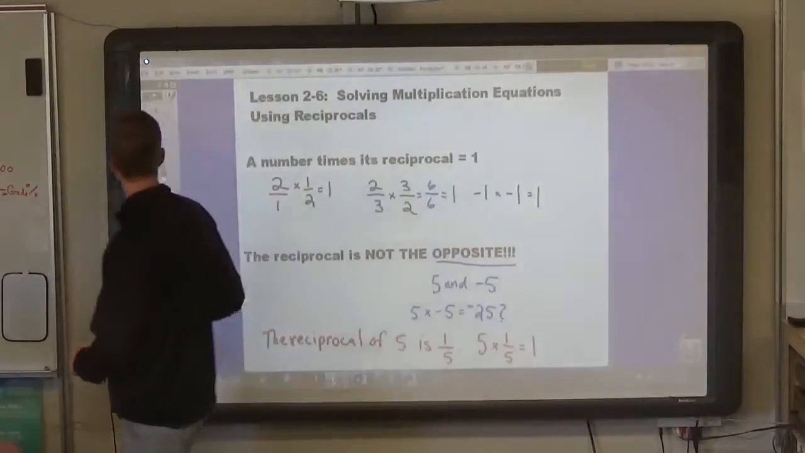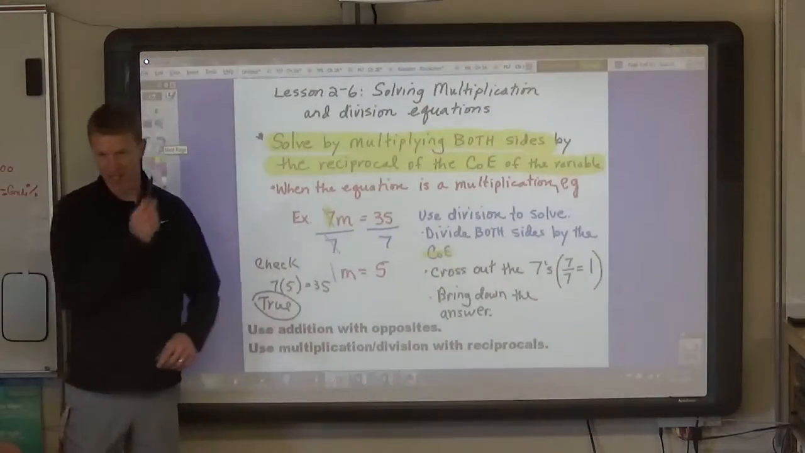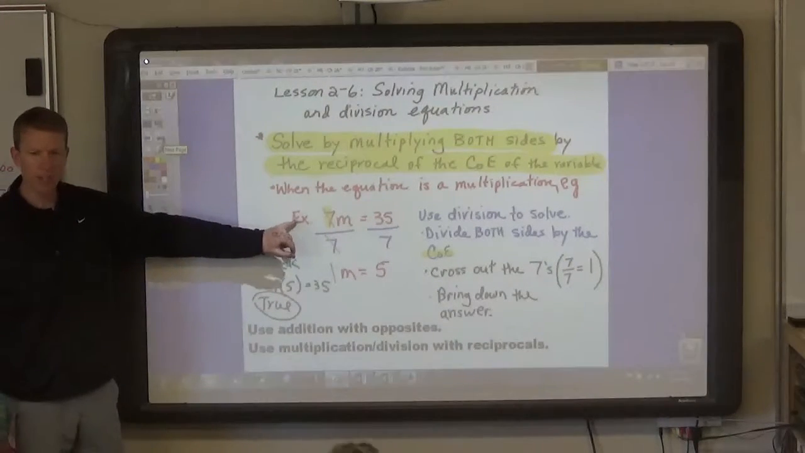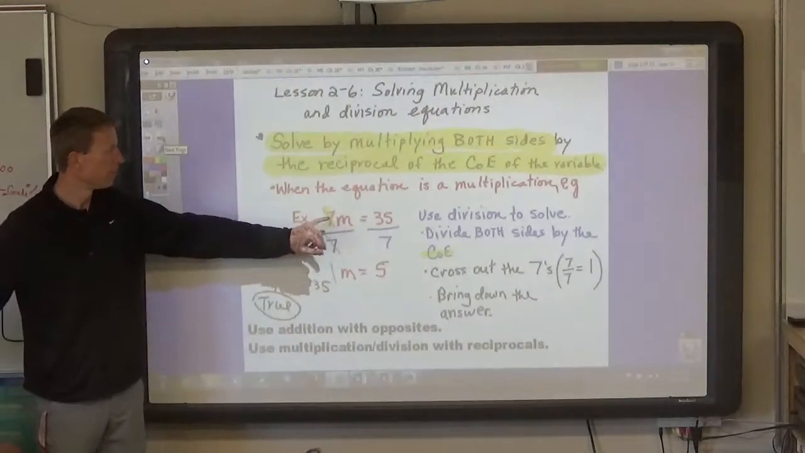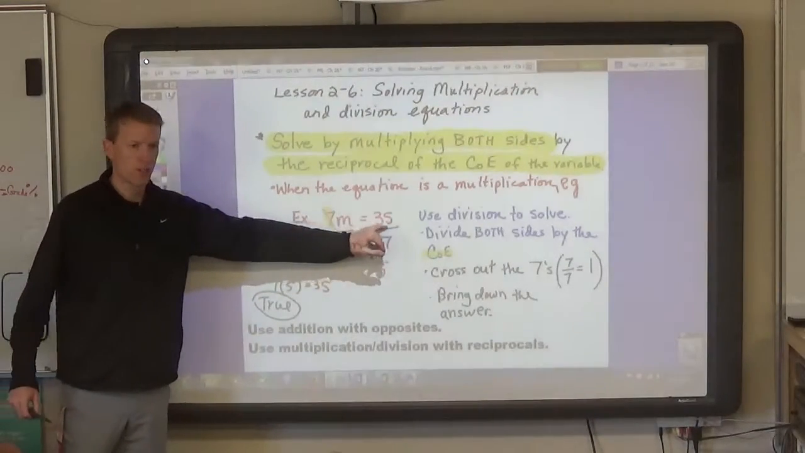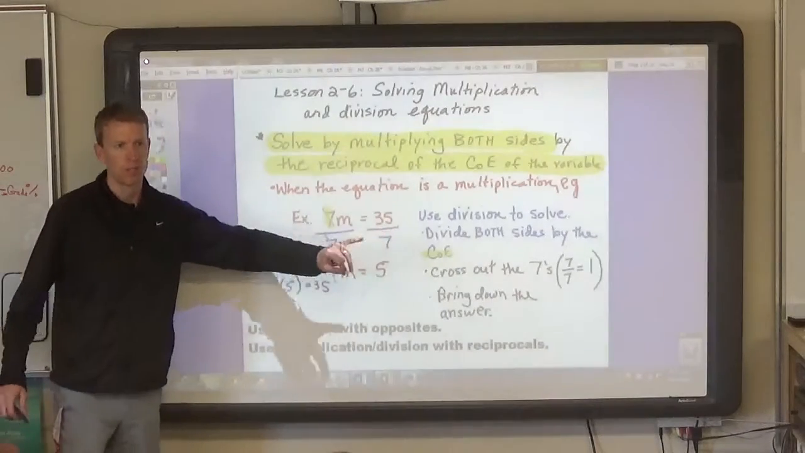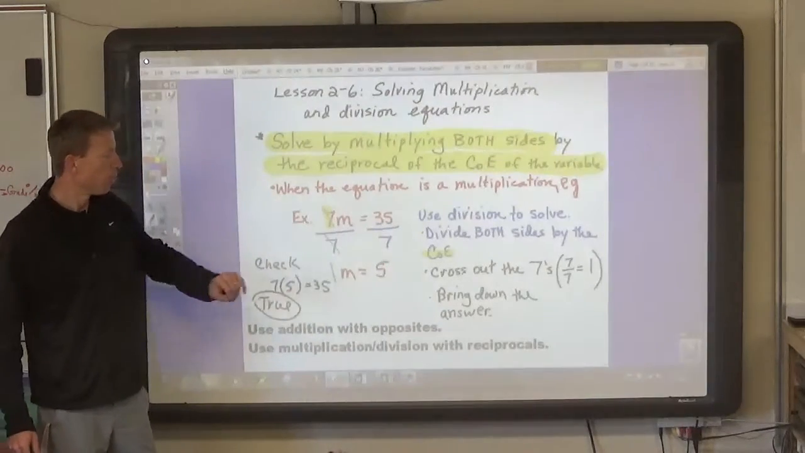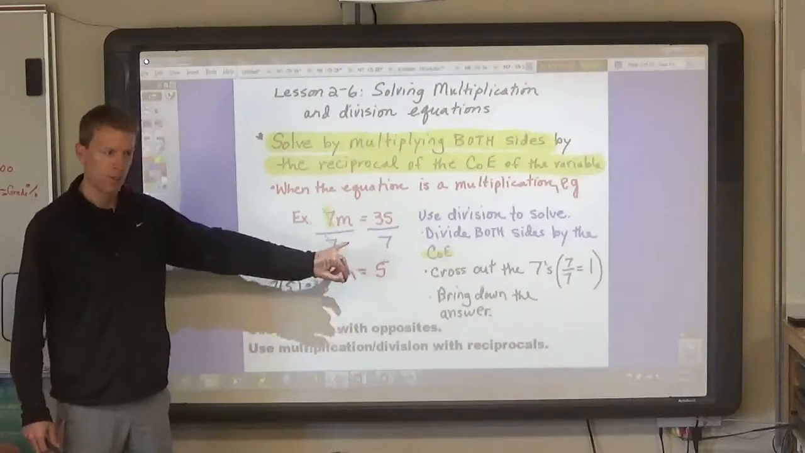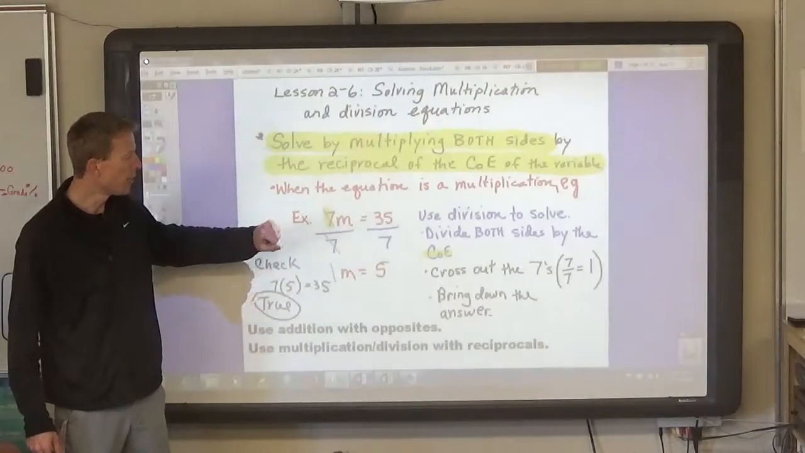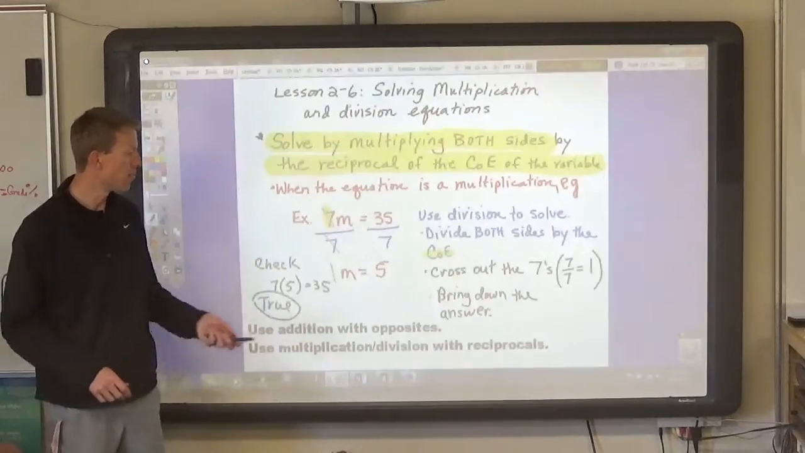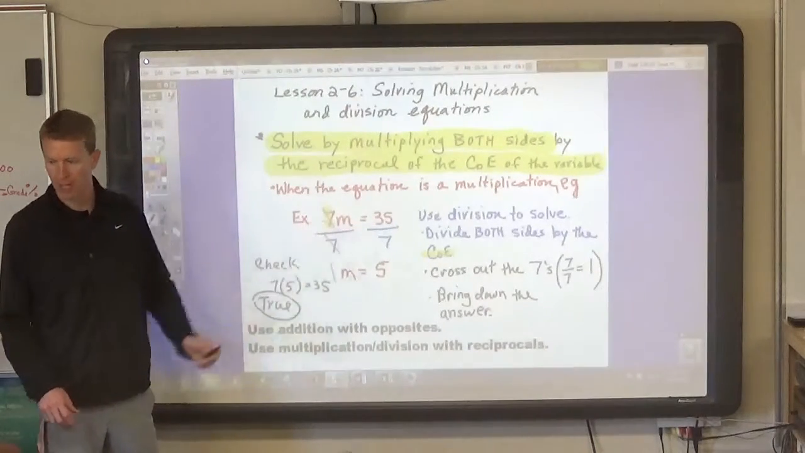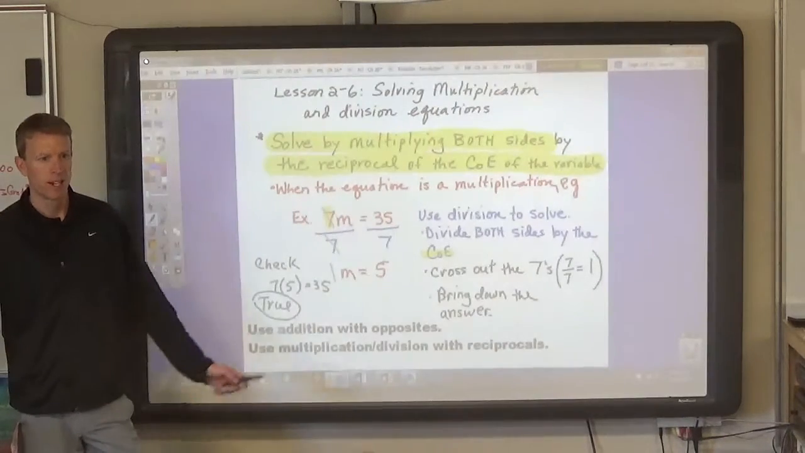Alright. Next page. Solve by multiplying. Let's start with a question like this. 7m equals 35. Okay? What we're going to learn is how to show our work and prove that the solution is 5. We're going to use multiplication. We're going to use the concept of reciprocals. First, find the coefficient when you're solving a multiplication equation. Okay? Find the coefficient.